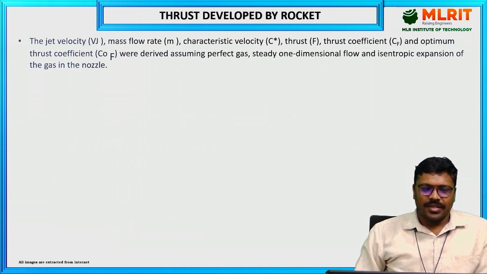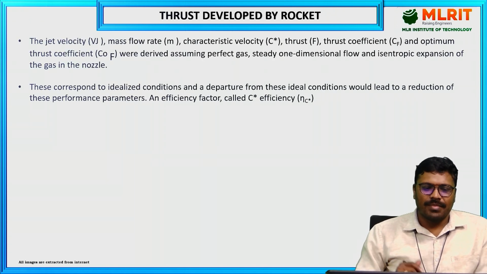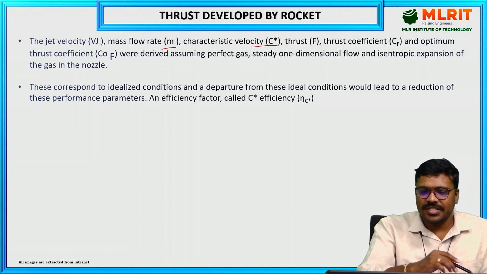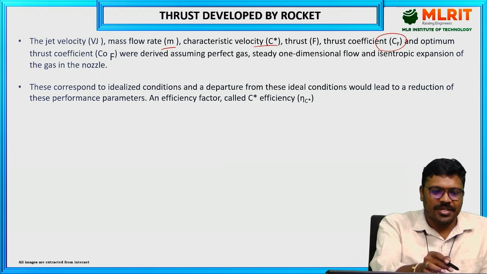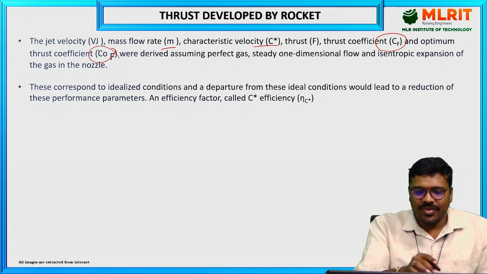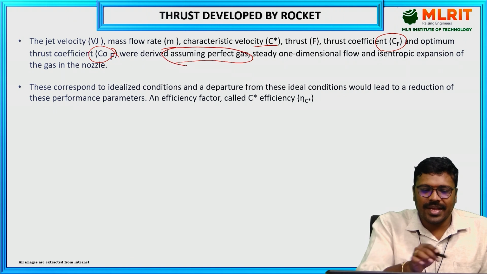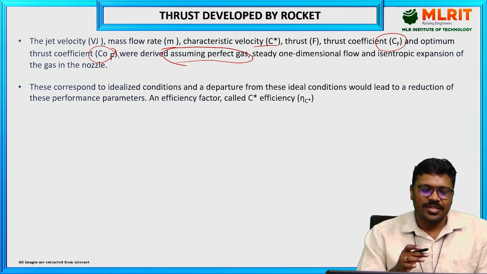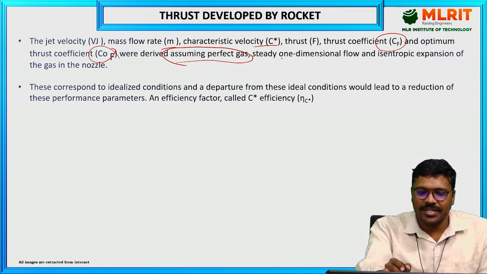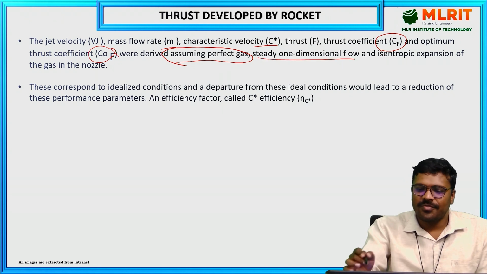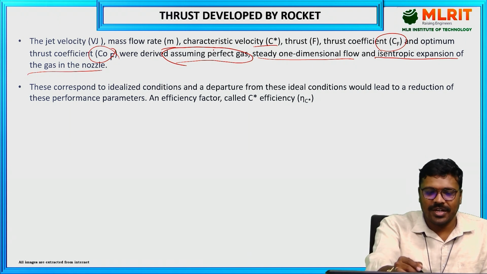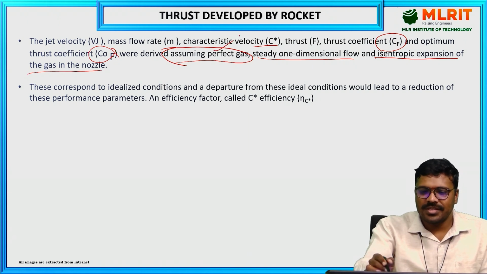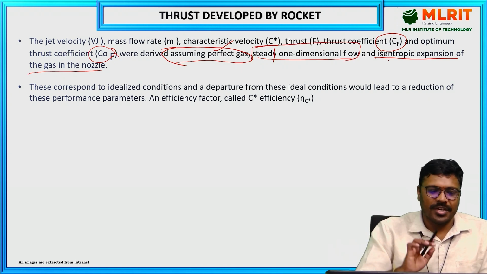Next, the velocity Vj, mass flow rate m dot, characteristic velocity C star, thrust F, thrust coefficient CF, and optimum thrust coefficient C0F were derived by assuming a perfect gas. Whatever equations we developed were by assuming a perfect gas, steady and one-dimensional flow, with isentropic expansion of the gas in the nozzle. These are all the conditions. One is perfect gas, the second is steady one-dimensional flow, and next, isentropic expansion happens in the nozzle.